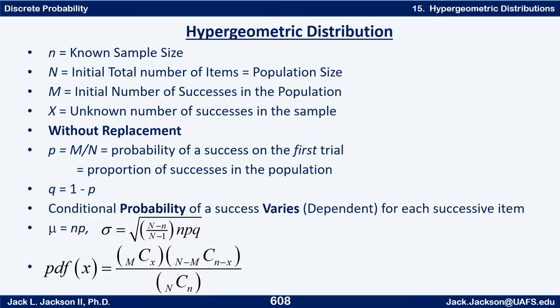Turns out that the mean is n times p. The standard deviation is given by this formula. Without this factor, it would be the same as the binomial. The mu equals np is the same as the binomial, but this extra factor is there. Sometimes it's called the finite population correction factor. And of course, the PDF is given by this formula, as we have seen.